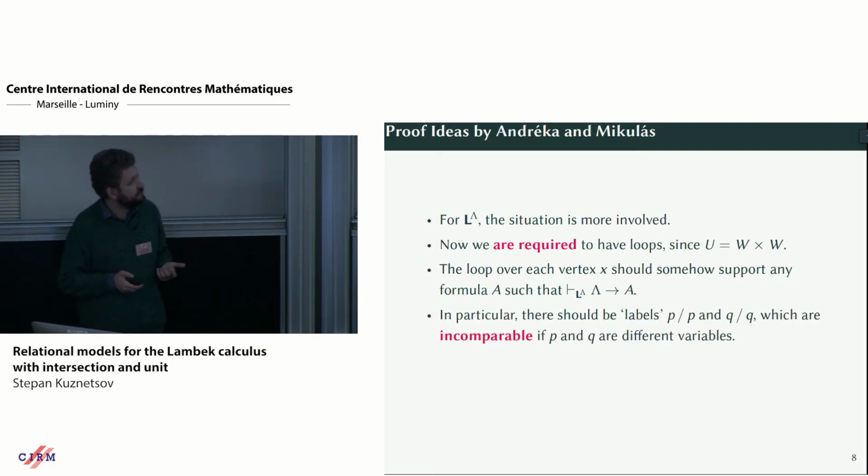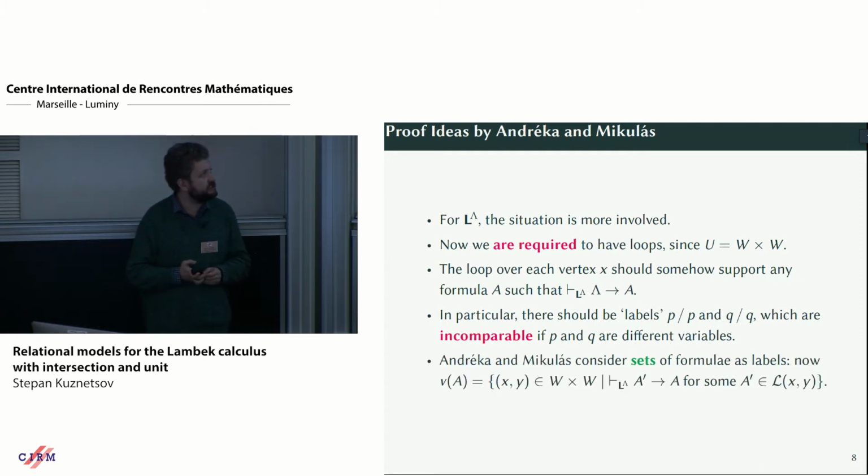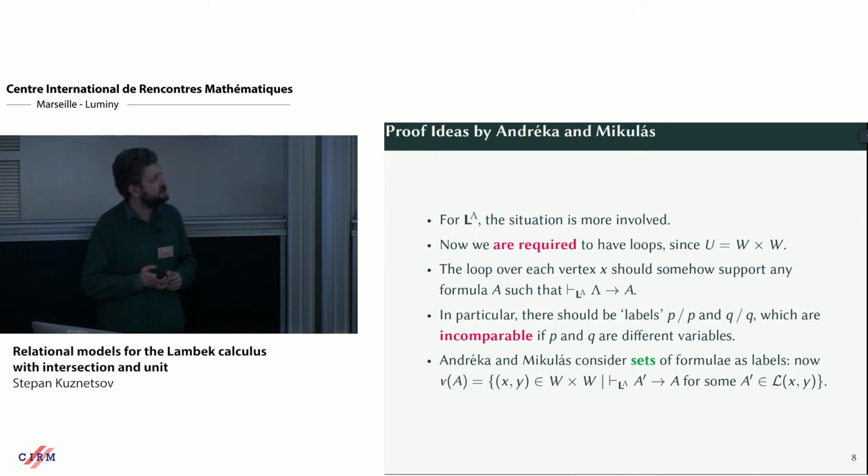And for example, now we can have P over P or Q over Q. Both say generally true things, but they're incomparable if P and Q are different. And Andréka and Mikulás suggest using sets of formulae as labels.